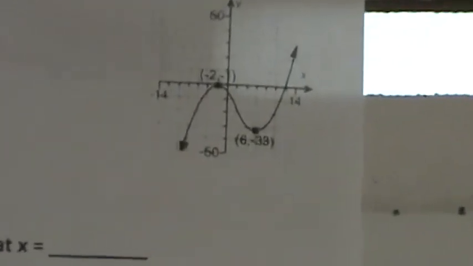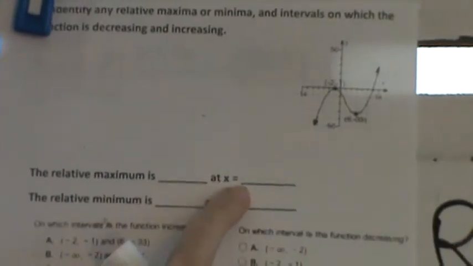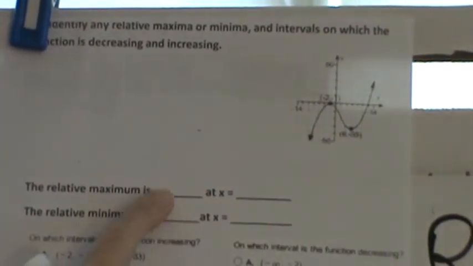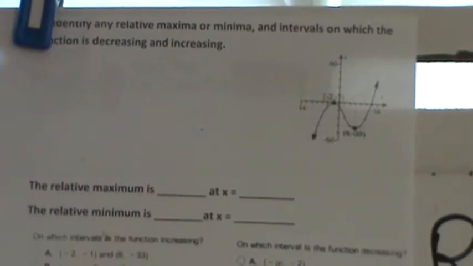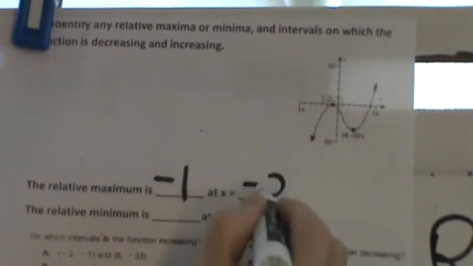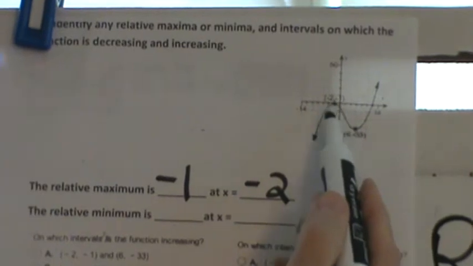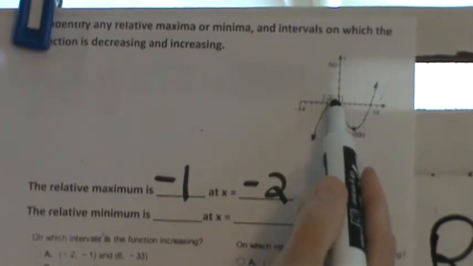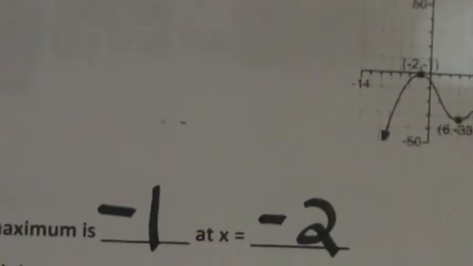point. By black I mean it's got to be an actual point. So your relative maximum is that point right there. Now, this is confusing. People will say, well, what do I put in this blank and what do I put in that one? Just read the question. They want the x value here, so that means they want the y value in the first blank. So the relative maximum is -1 at -2. Because if you can see that coordinate right there, it's (-2, -1).